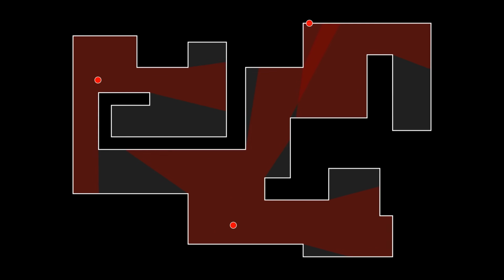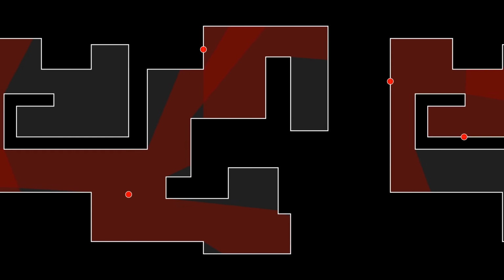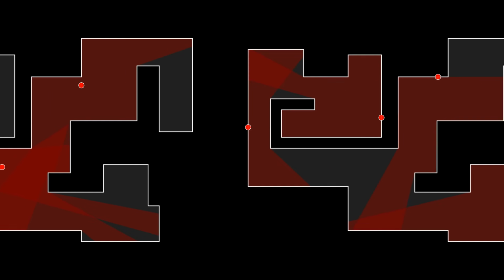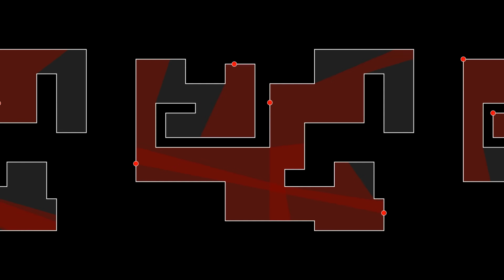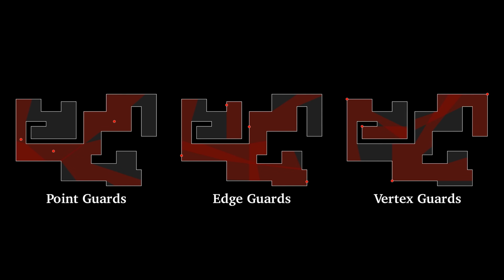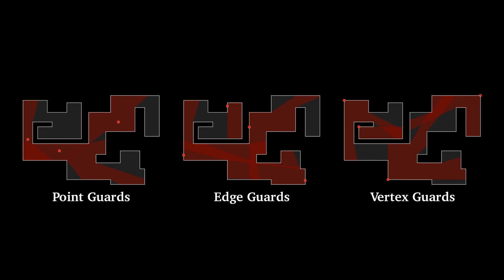Classically, a guard can be placed at any arbitrary position within the art gallery, but there also exist variants of the problem that restrict the guard placements to only its walls or corners. Respectively, the guards are referred to as point guards, edge guards, or vertex guards.